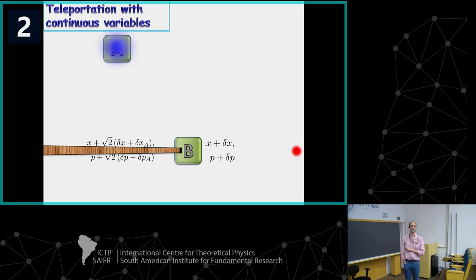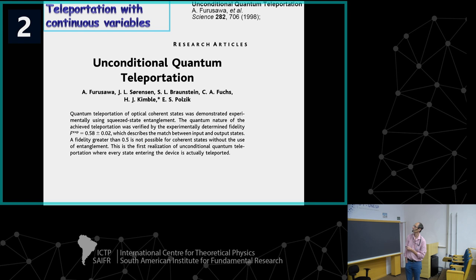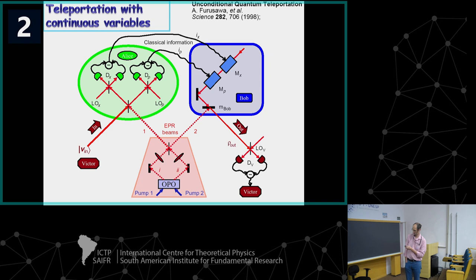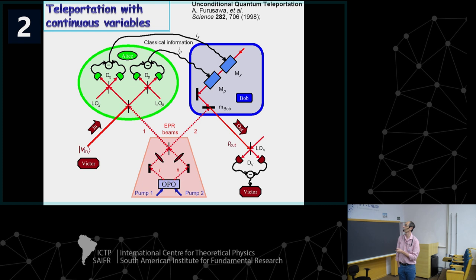So that's a proposal by Jeff Kimball, in a work involving Polzik and Furusawa. Braunstein as well, you're going to see his name along the presentation yet. So they get the input state. Here, they send two squeezed states from this pair of OPOs, producing squeezed states, interfering in a beam splitter, producing entanglement.